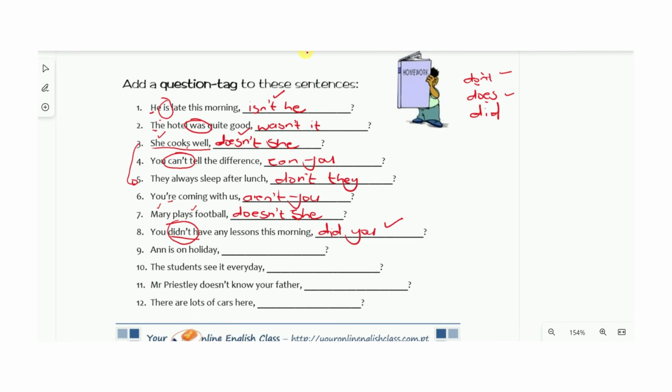And is on holiday. And then we've got is that we can use to formulate a question tag, and the statement is positive. We know that if the statement is positive, the question tag is going to become negative. Remember, we also substitute the proper noun with a pronoun, so it's going to be isn't she. The students see it every day. We've got the students see it every day. It's going to be don't they.